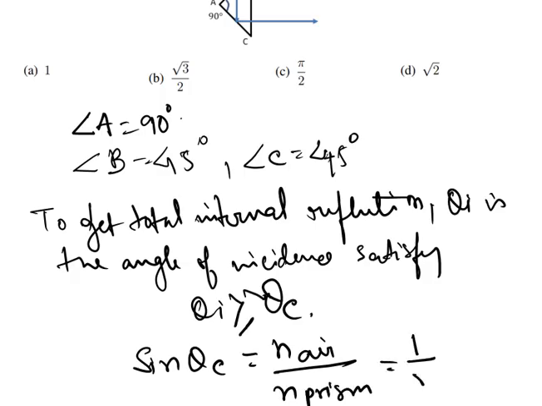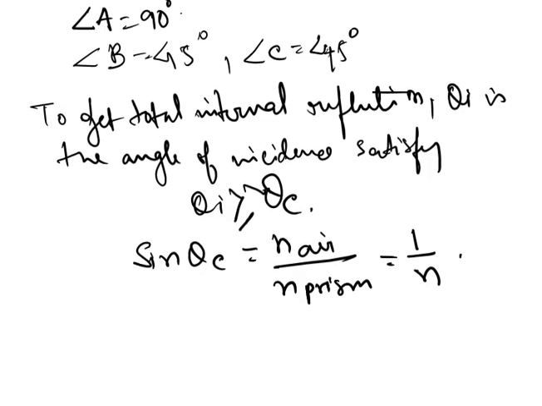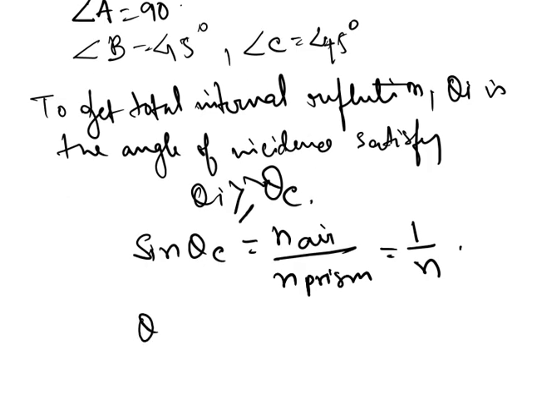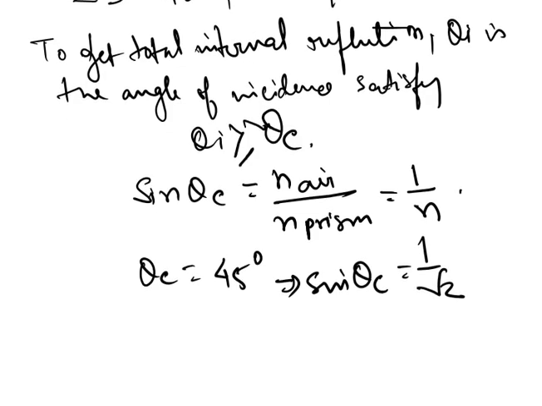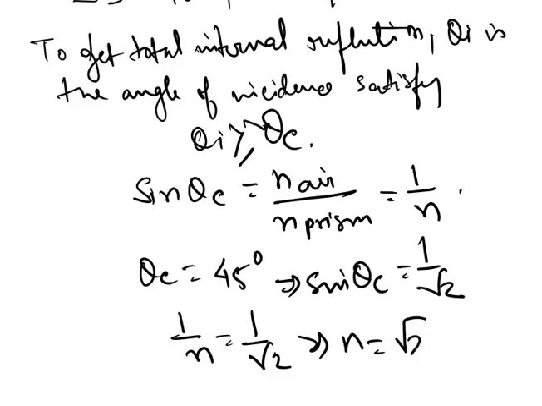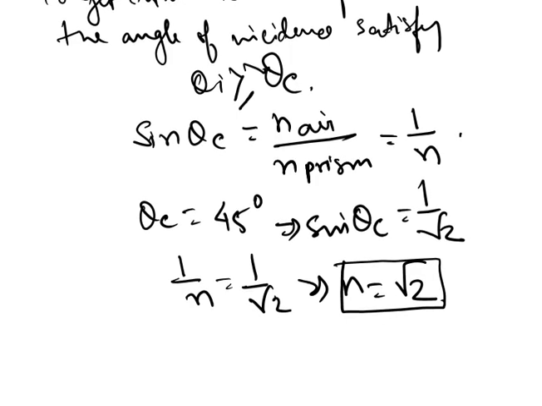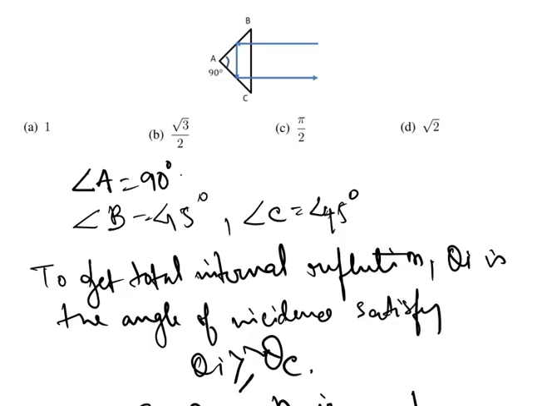So it will be 1 by n, right? We want the total internal reflection to happen when the angle of incidence is 45 degrees. So theta C will be 45 degrees. So sin theta C equal to 1 by root 2. So 1 by n equal to 1 by root 2, which implies that n equals root 2. So the refractive index of the prism material will be root 2.